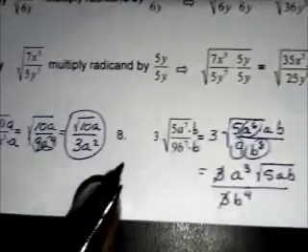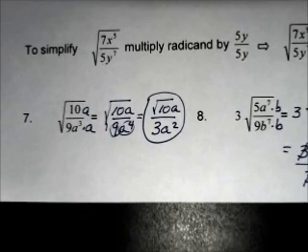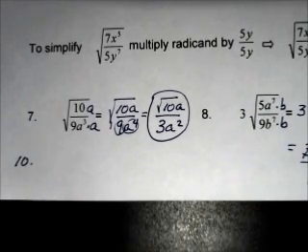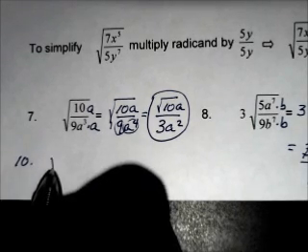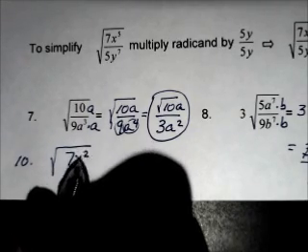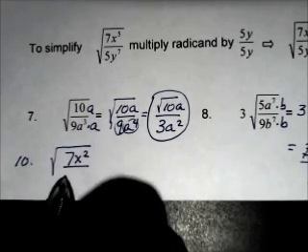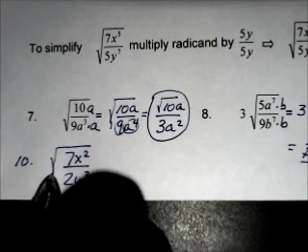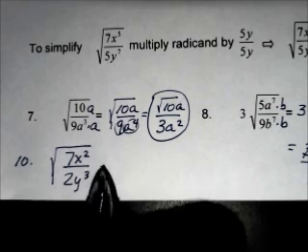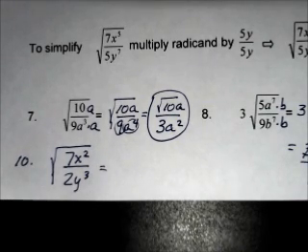Now I'm going to ask you to try one. All right. So if you can add a number 10 down here after number 7. And if you would try on your own the square root of 7x squared over 2y to the third. All right. Try that on your own. And we'll go over that tomorrow. And this completes our notes for today.